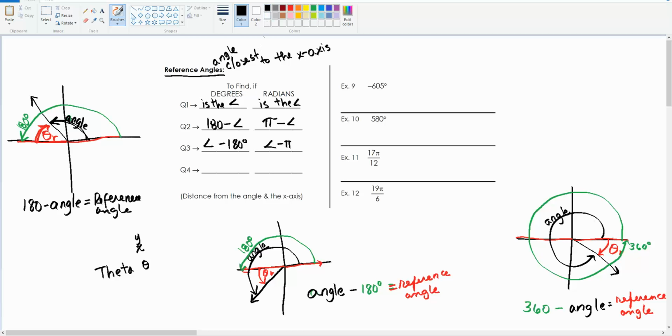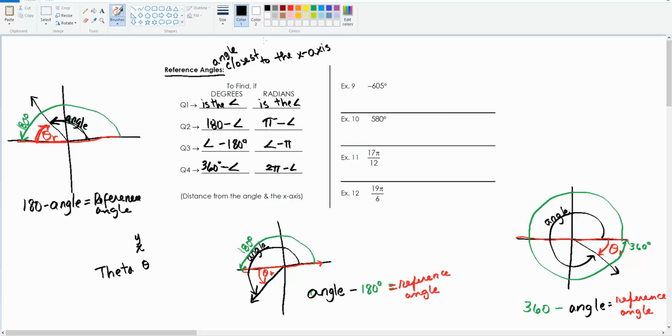So it's not about memorizing the formulas, it's just about understanding how to find it. So if you're in quadrant 4, you take 360 and you subtract the measurement of the angle in the 4th quadrant and you get the reference angle. You get this little one in red. And if you're in radians, that would be 2 pi minus the angle.